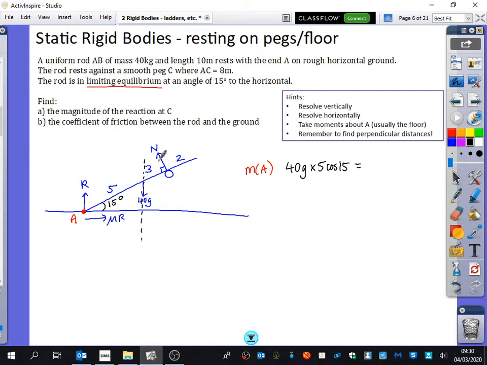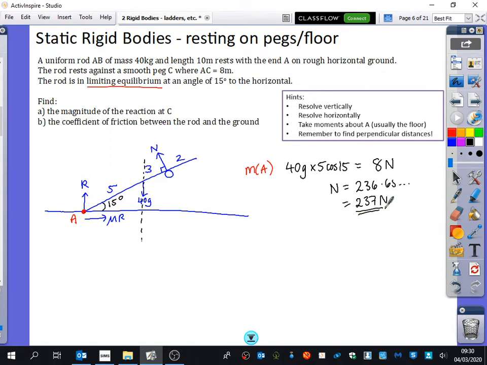8N, good, because the N is already perpendicular. The distance from the point to the line of action of the force, we've already been told that it's 8, so I can just go straight in and say that it is equal to 8N, which means that the normal reaction at C is this thing divided by 8. So we've got 40G times 5 cos 15 divided by 8. Is that 236.65? So 237 newtons. Is that what I did in the previous time you've seen this for homework?